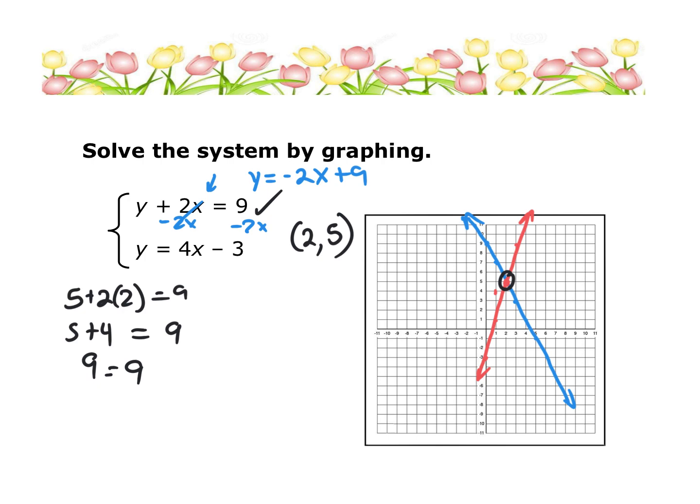I'm going to plug it into the other equation, the red one. So 5 equals 4 times 2 minus 3. So 5 equals 4 times 2 is 8 minus 3. And 8 minus 3 is equal to 5. So we get 5 is equal to 5, making sure it works on the other equation. So since it works on both equations, we know this is the correct solution that we picked.